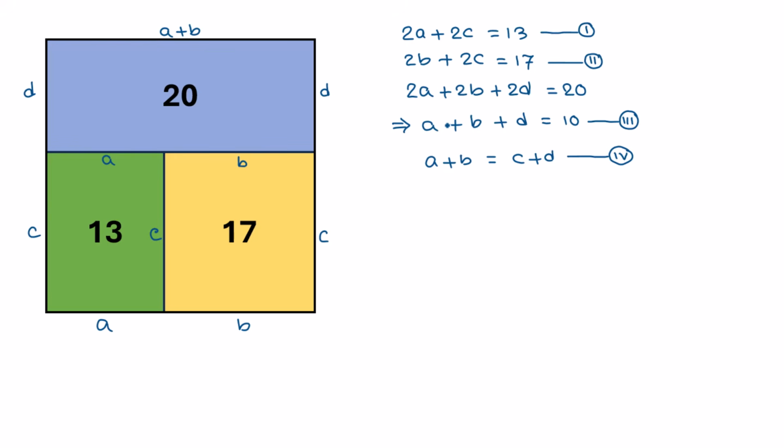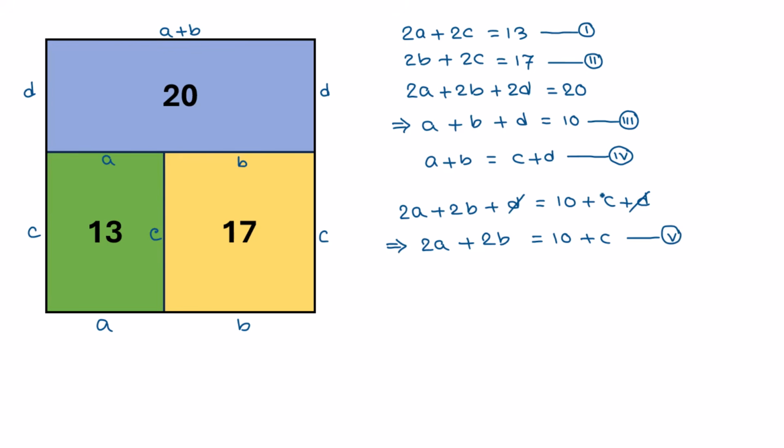Now add equation 3 and equation 4. Adding these two equations, we will get twice A plus twice B plus D on the left side, equal to, on the right side, 10 plus C plus D. This D and this D from both sides will cancel, and we can write twice A plus twice B is equal to 10 plus C. Consider this as equation number 5.